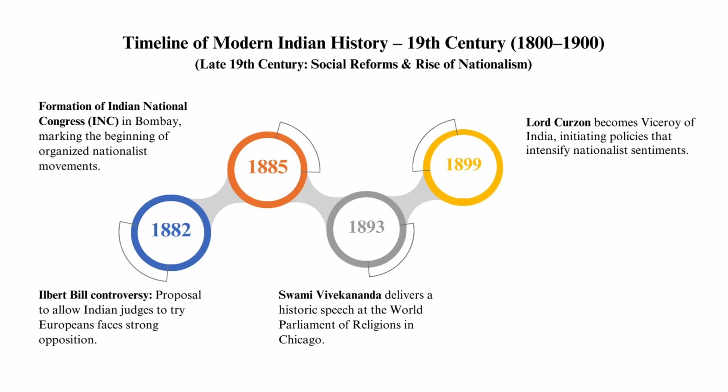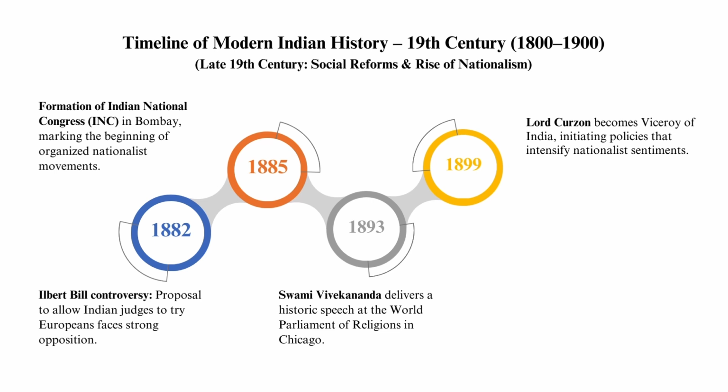By the end of the century, nationalist ideas spread beyond religious and political spheres. In 1893, Swami Vivekananda delivered his famous speech at the World Parliament of Religions in Chicago, introducing Indian spirituality to the world. However, British rule remained oppressive. When Lord Curzon became Viceroy of India in 1899, his policies fueled nationalist resentment, setting the stage for a more intense struggle for independence in the 20th century.